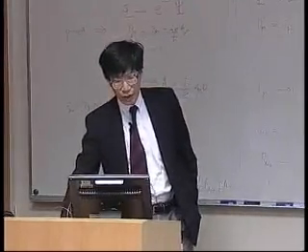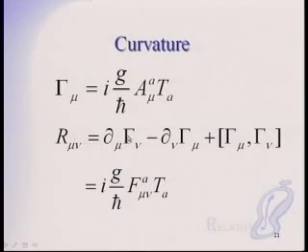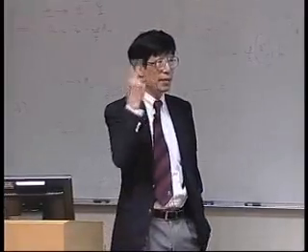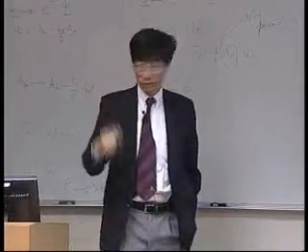And the traceless property actually is also straightforward. Because this one is a commutator, and the trace of a commutator is always 0, because trace of AB is equal to trace of BA.